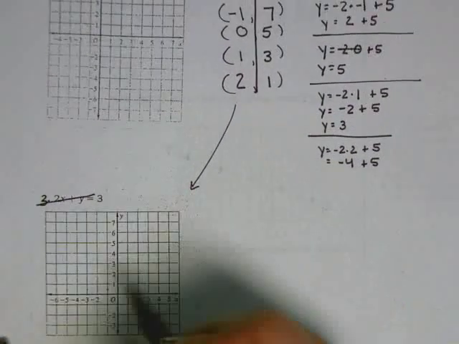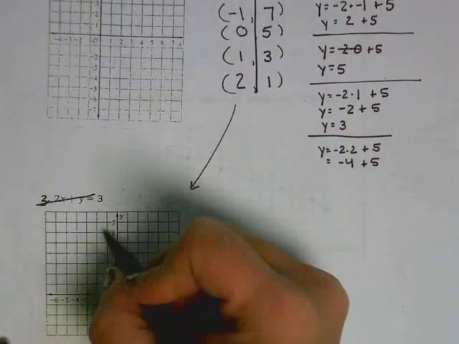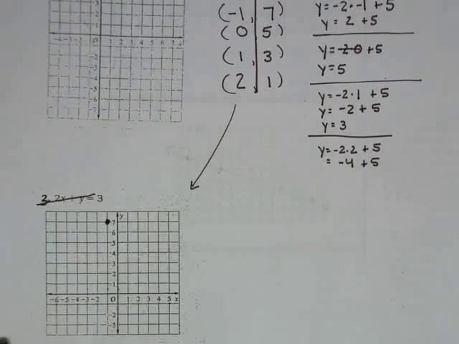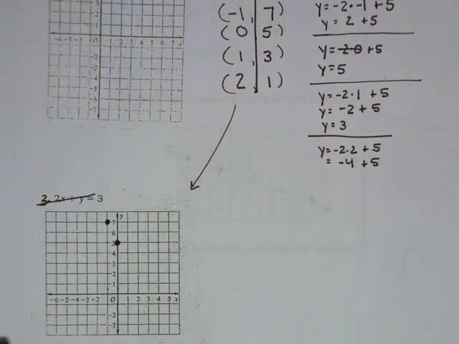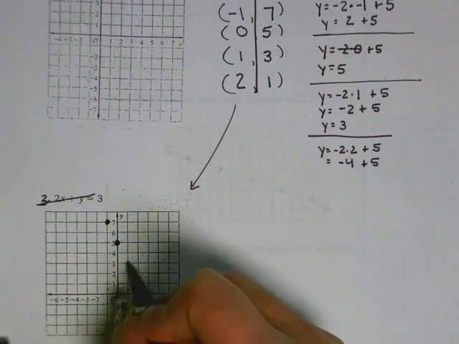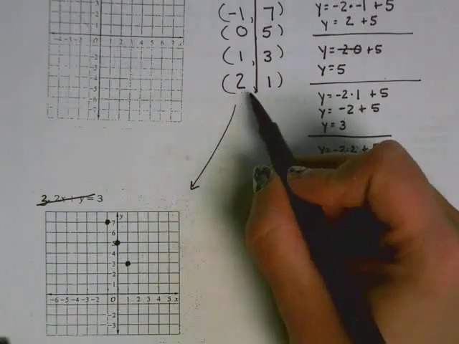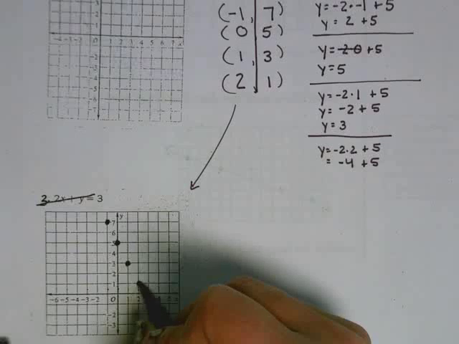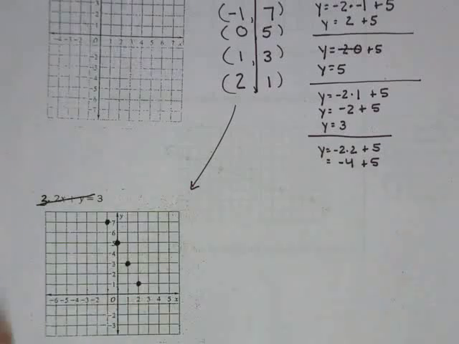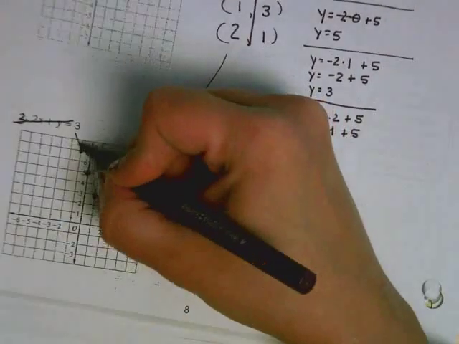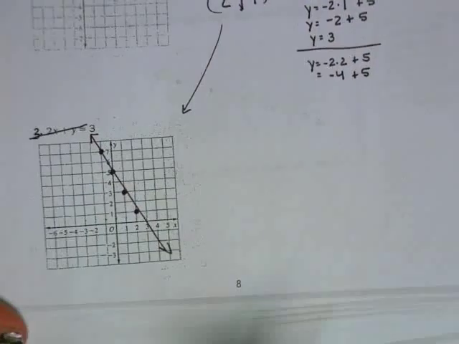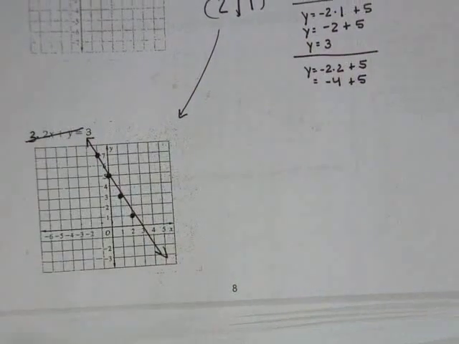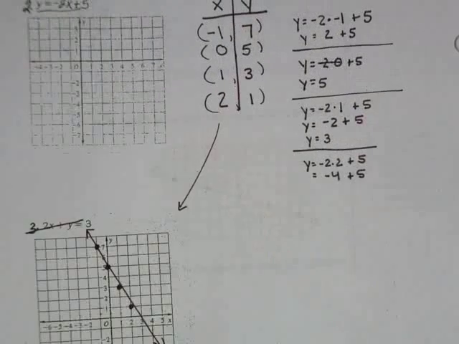So -1, 7 would be over 1, up 7 here. 0, 5, side to side 0, up to 5. Side to side to +1, up to +3, and then our last one is 2, 1, over 2, up 1. Does that look like it's going to make a straight line? Sure. So let's connect those dots the best we can. Put arrows on either side to show that those are all solutions that make this equation true, even though we used the wrong graph for it.